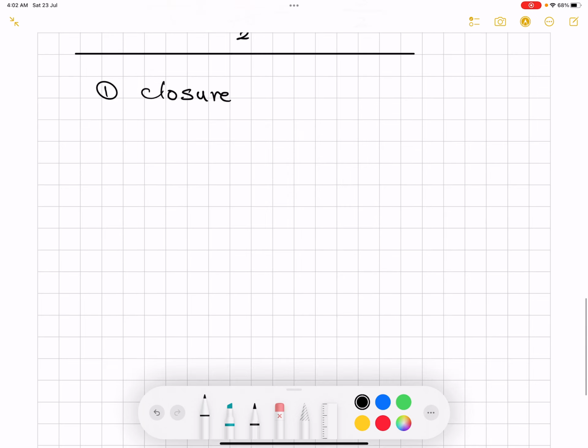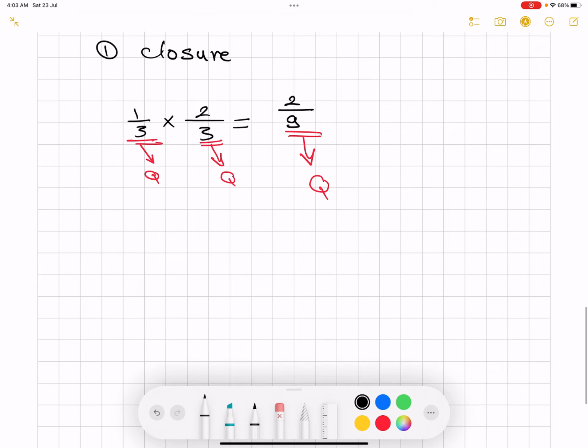I mean, if we get something like 1/3 times 2/3, I know that the first fraction belongs to rational and the second fraction belongs to rational. So that means the result in the end will be a number that belongs to rational as well. It will also be rational. So it's going to be 2 out of 9.